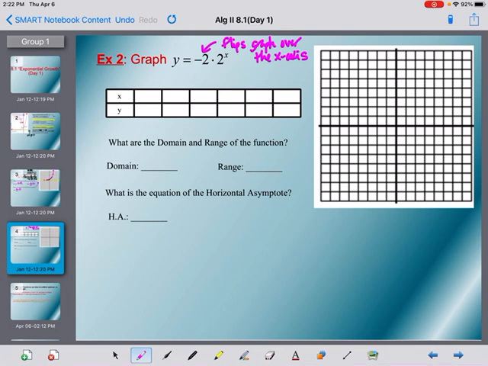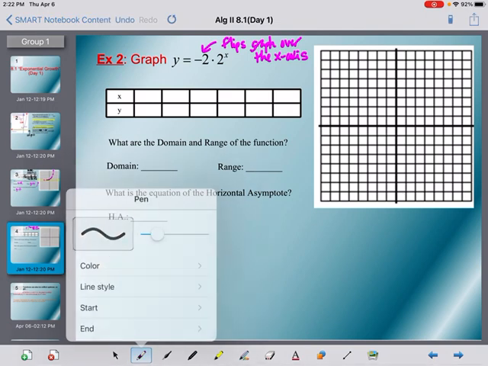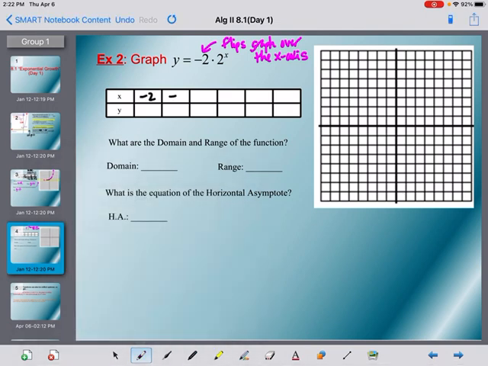My base here is 2, just like it was in the last problem. And I'm going to choose the same x values that I did before as well, which were -2, -1, 0, 1, 2, and I like to throw in that 3.